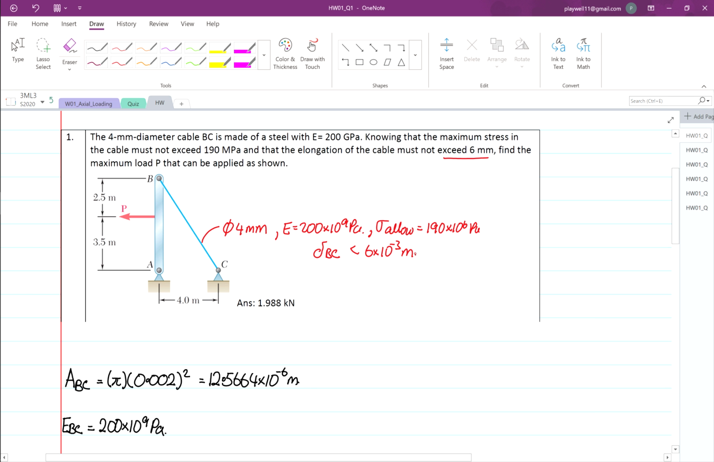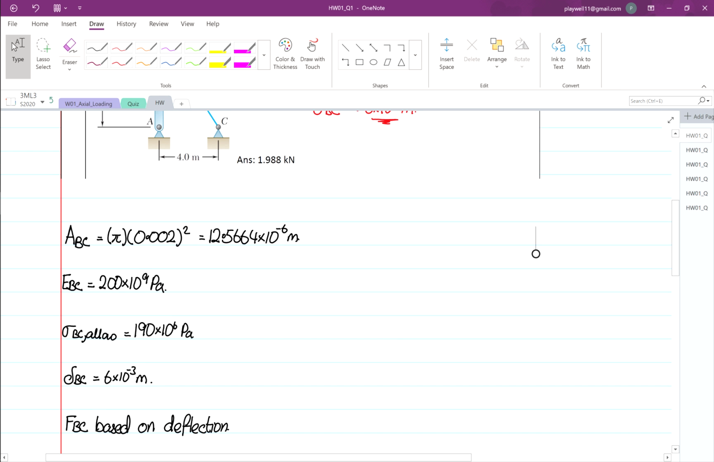So there are two controlling factors here. One is controlled by the allowable stress. The other one is being controlled by the deflection. So you do some standard stuff first. You write the data that are given: area of BC of the cable, which you found as 12.5664, Young's modulus, the allowable stress, and the deflection.